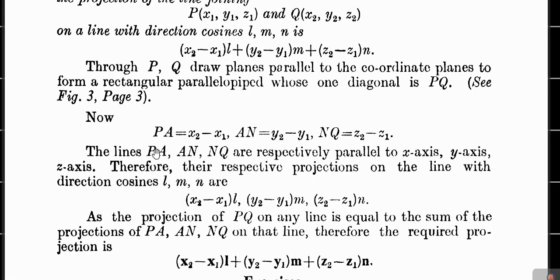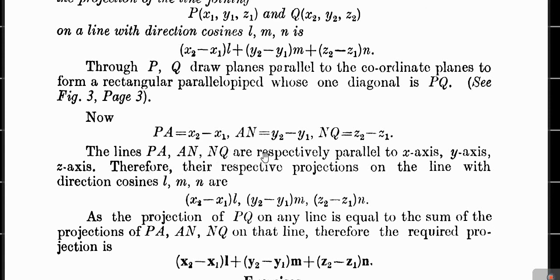Then what we have? The distance PA is equal to x2 minus x1, distance AN is equal to y2 minus y1, and distance NQ is equal to z2 minus z1. Means the distance PA is the difference of x coordinates of points Q and P. Similarly, distances AN and NQ are the differences of y and z coordinates of points Q and P respectively. Next, the lines PA, AN and NQ are respectively parallel to the x-axis, y-axis and z-axis.